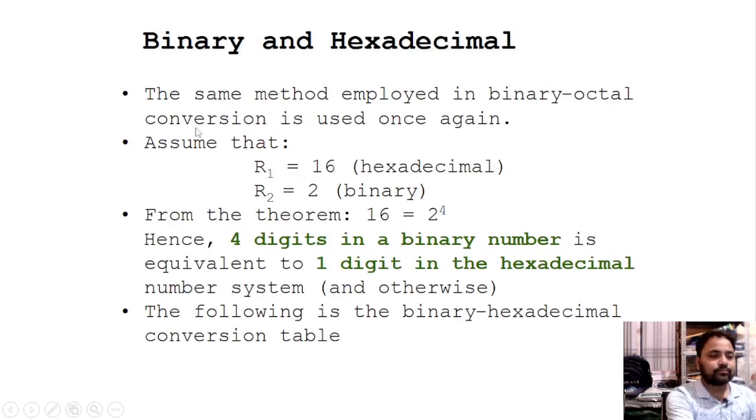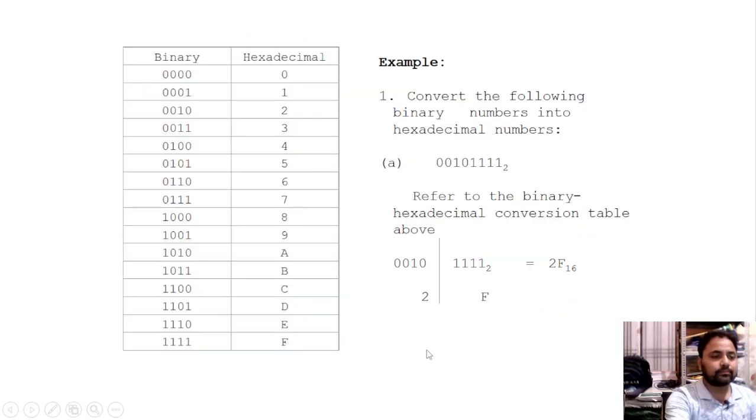There are some points to be noted. The same method employed in binary octal conversion is used once again. Assume that r1 is equal to 16 in hexadecimal and r2 is equal to 2 in binary. From the theorem, 16 is equal to 2 to the power 4, hence 4 digits in a binary number are equivalent to 1 digit in the hexadecimal number system and otherwise. The following is the binary hexadecimal conversion table.